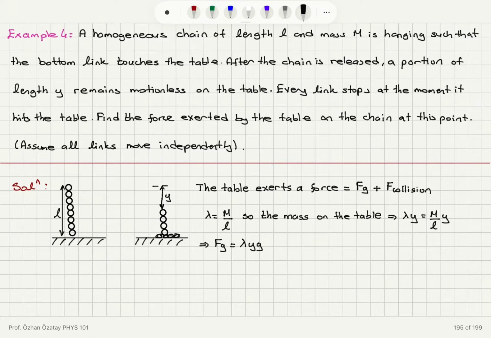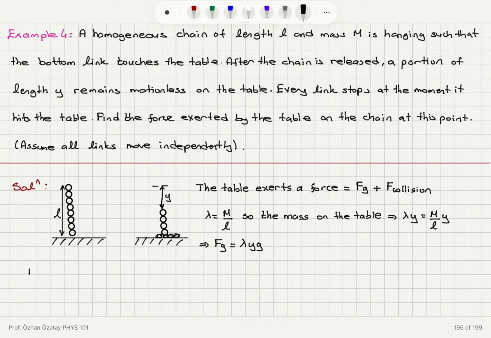Now, when a link of this chain falls onto the table, it's going to have a velocity at the point it hits the table, and then as soon as the link reaches the table, it stops. So there's a loss of kinetic energy.